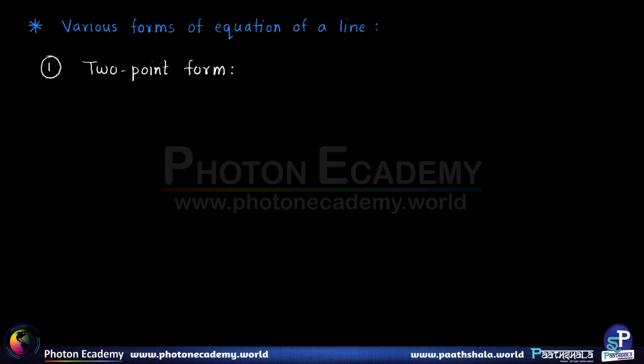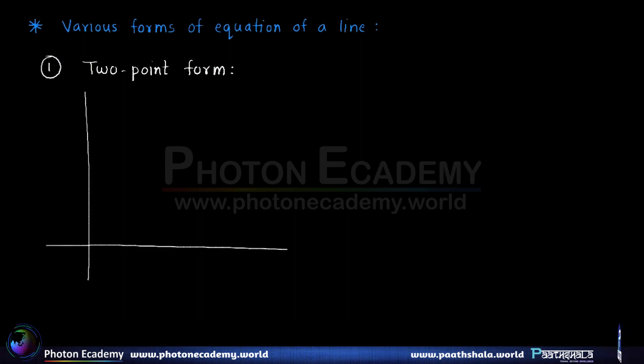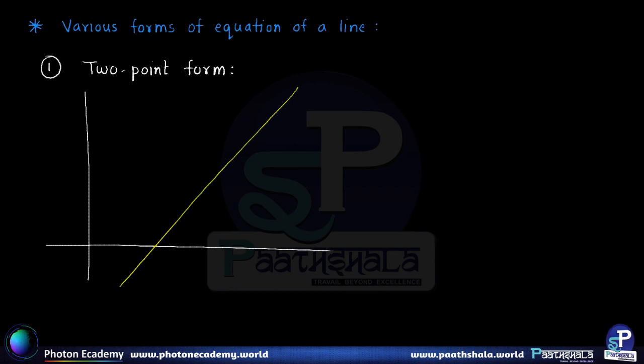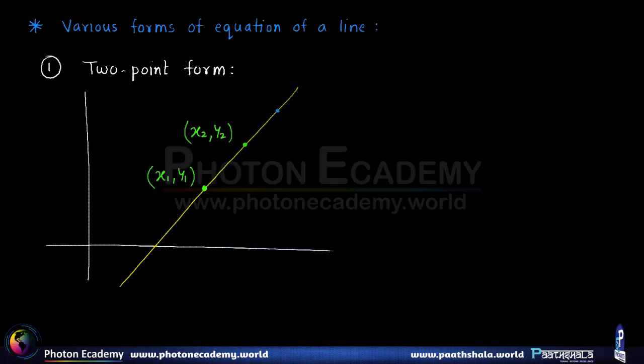Alright, firstly we have the 2-point form. That means, suppose we are given 2 points that lie on the line, say (x1, y1) and (x2, y2). Right? How do we find the equation of a line? So for this, consider a general point, say (x, y), and we want to find how x and y coordinates of that point are related.